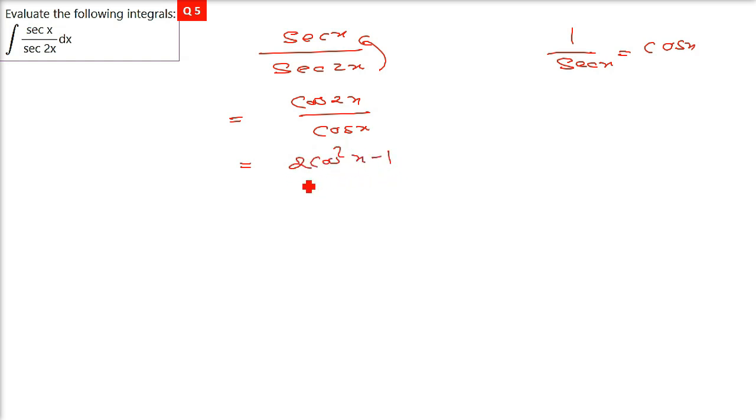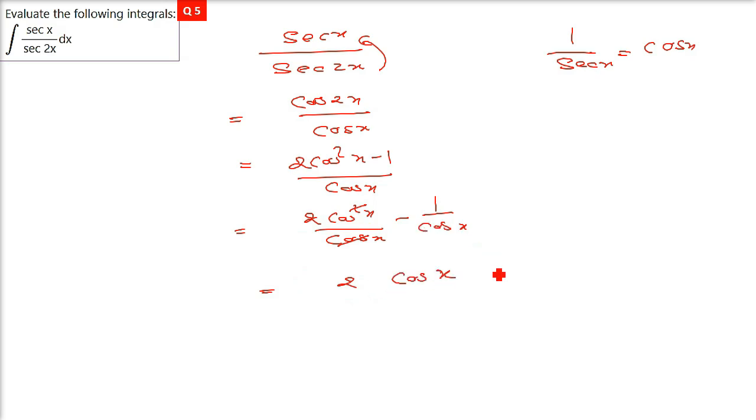Cos x comes in the denominator. Cos 2x is 2 cos square x minus 1. Cos x in the denominator will remain the same. 2 cos square x minus 1 can be separated with the cos in the denominator. This cos gets cancelled, so you just have a 2 here. Only one cos will remain, 2 cos x, and 1 by cos x can be written as sec x.